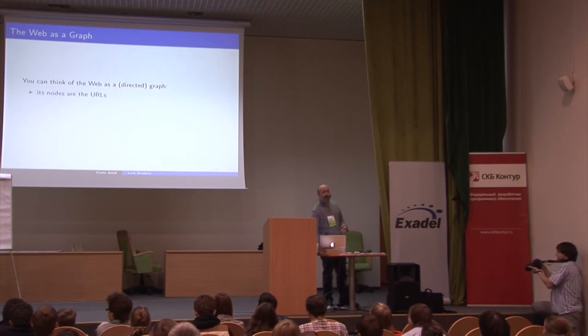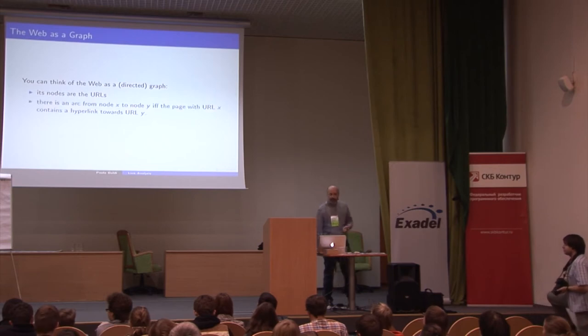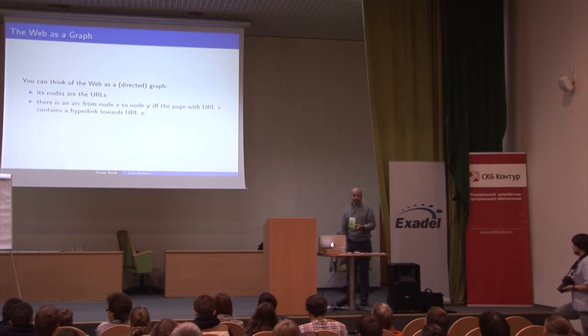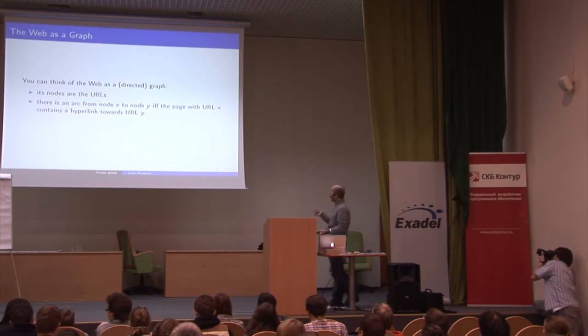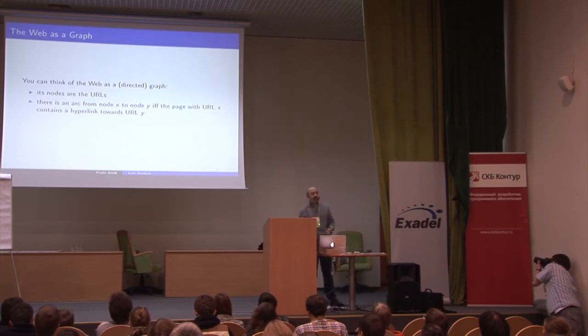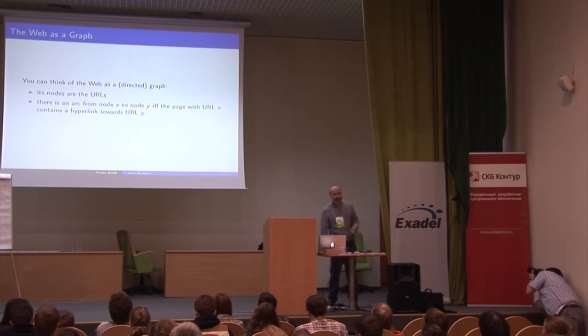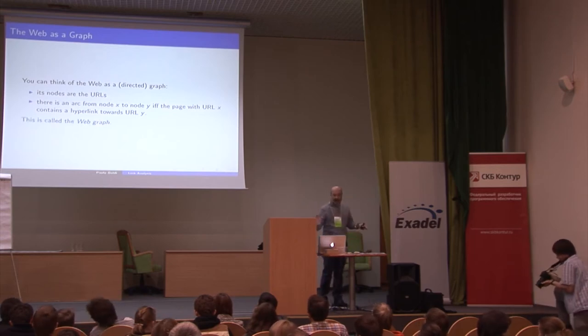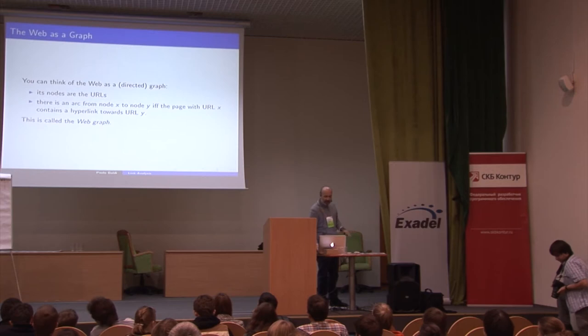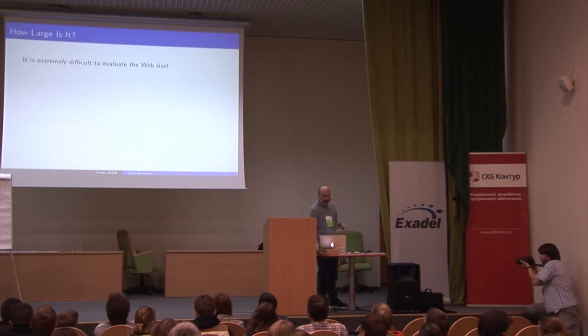The nodes of this graph are the URLs, and the arcs correspond to hyperlinks. So there is an arc from URL X to URL Y whenever the page denoted by URL X contains a hyperlink to the page denoted by URL Y. This is the web graph. This is what I call the web graph. The web graph is a very big object.